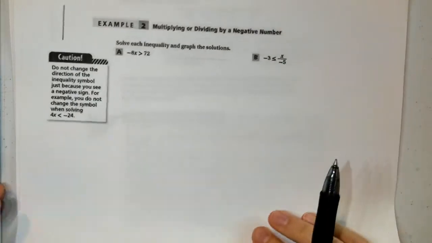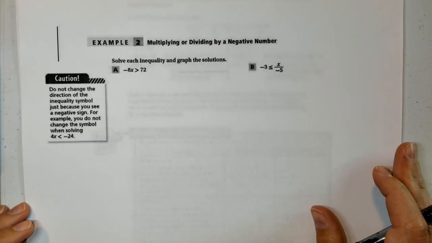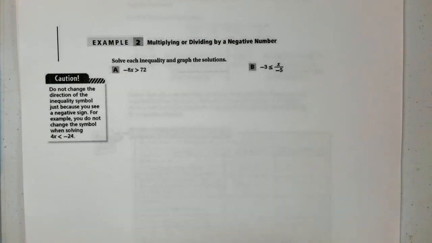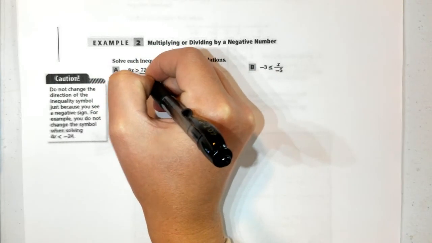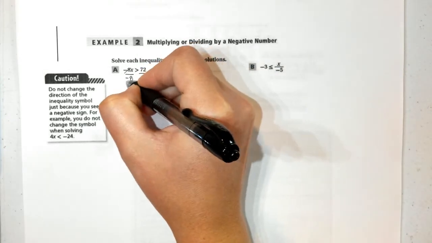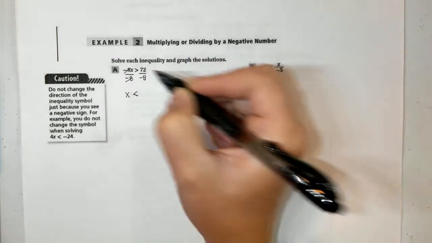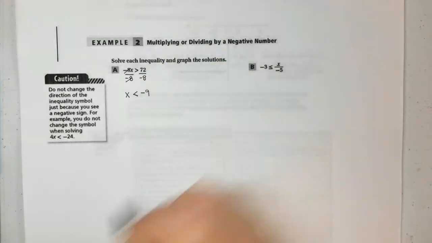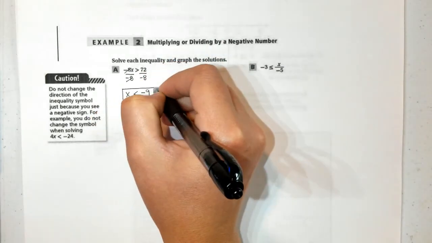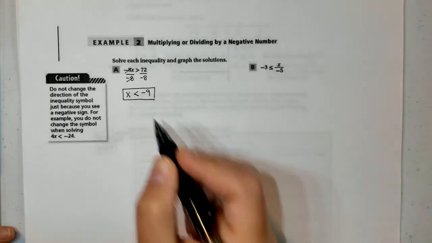So let's look at example 2. So for A, we have negative 8x is greater than 72. So I need to divide both sides by negative 8. Negative 8 divided by negative 8 gives me 1, so I'm left with 1x. I need to flip my sign. And then I do 72 divided by negative 8, which gives me negative 9. So x is less than negative 9. So if you divide or multiply by a negative, your sign flips.